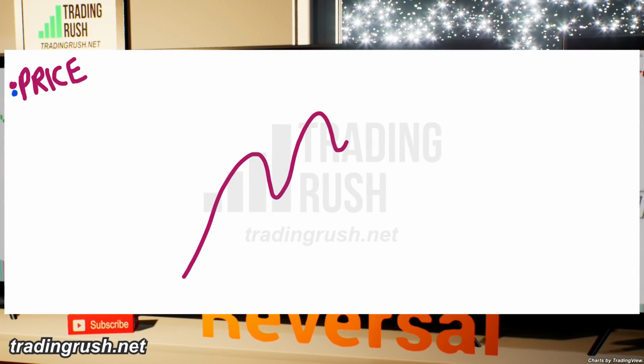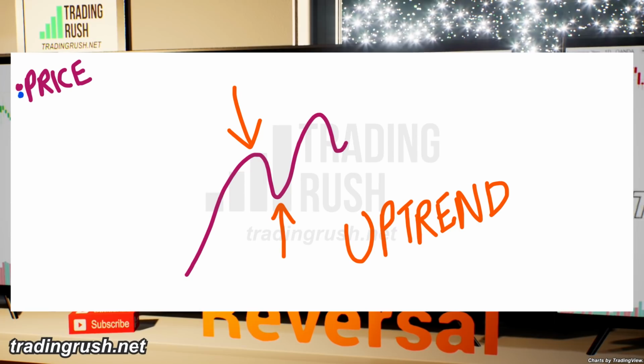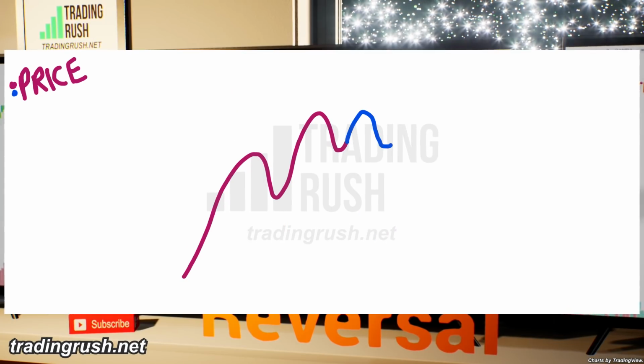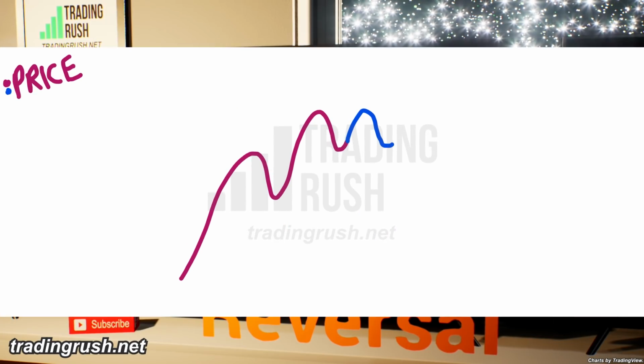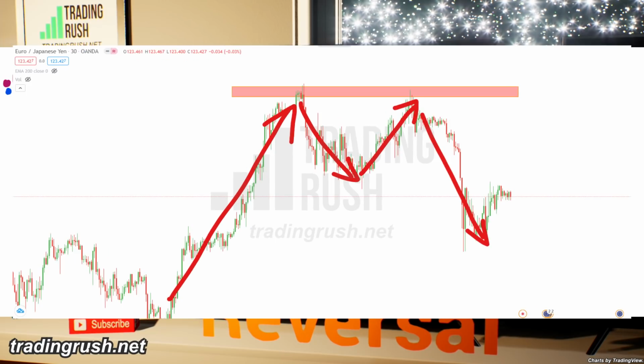For example, let's say price is in an uptrend, it makes higher swing highs and higher swing lows. Now the price starts to go sideways. Some traders will look for reversal patterns like the double top pattern. Double top patterns can be really effective when used correctly.